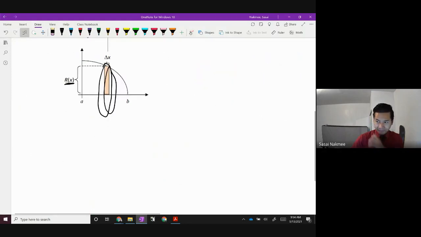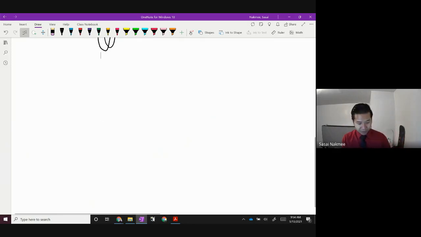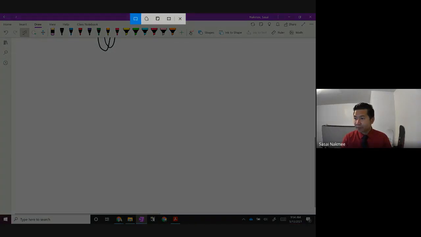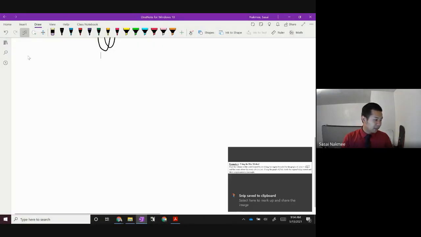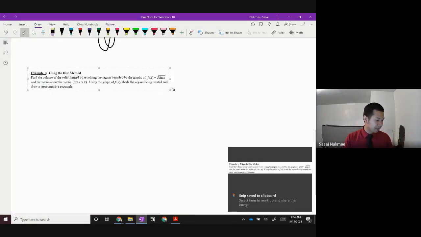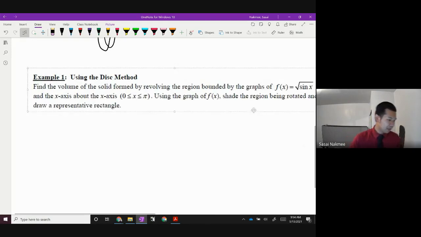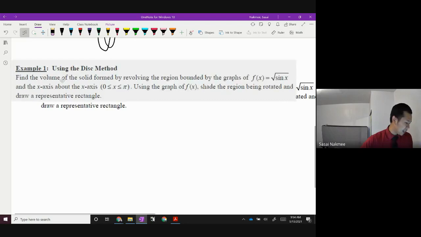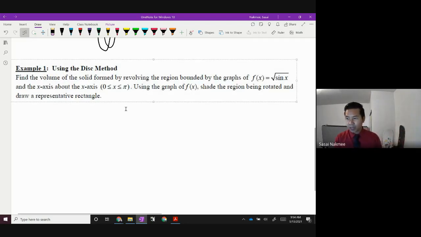And here's what I want you to try. Let's take a look at this function right here, this example. I want you, at this very moment, to take a look at this problem. I give you some functions right here. And I want you to use the website I gave you to see if you can sketch what it would look like to go from 0 to pi, and then see what it would look like rotating it around the x-axis.